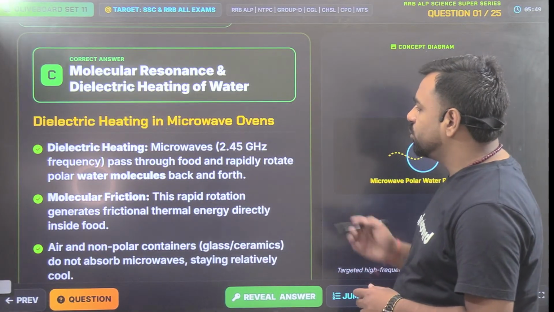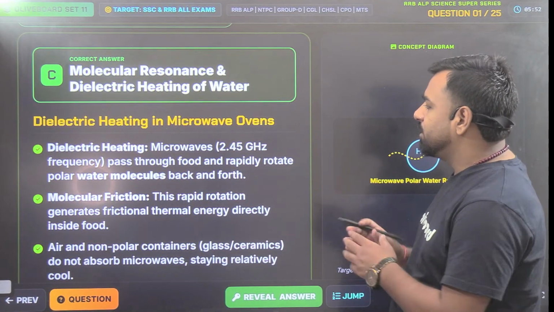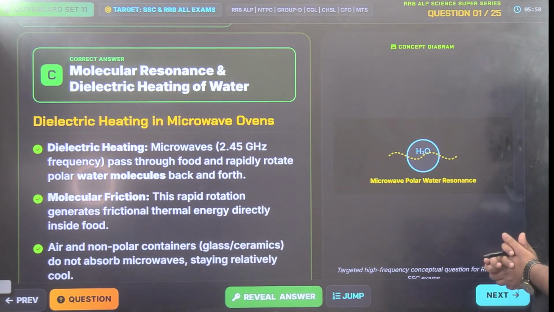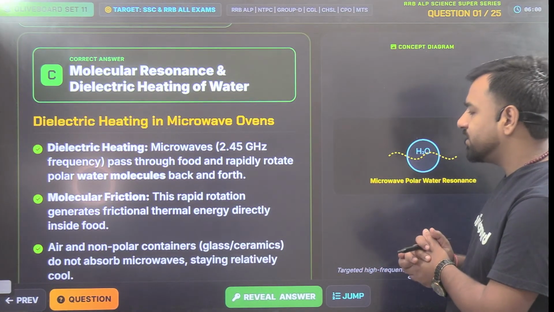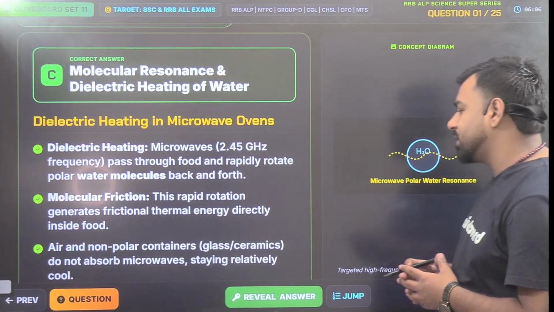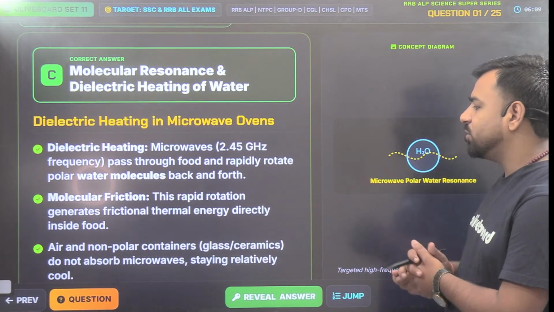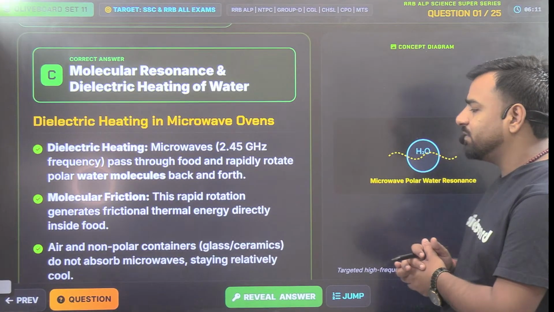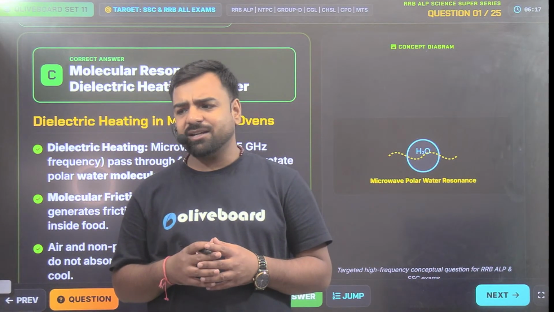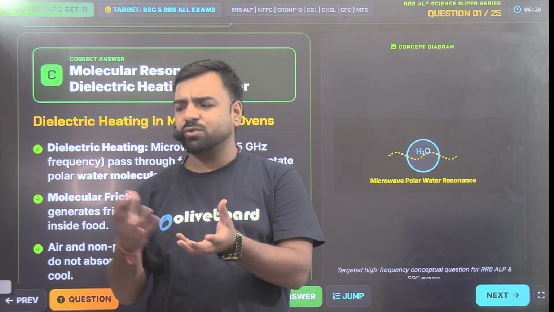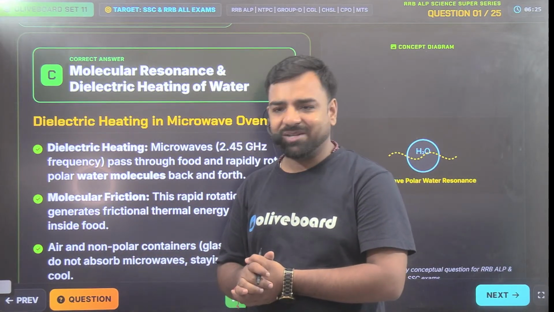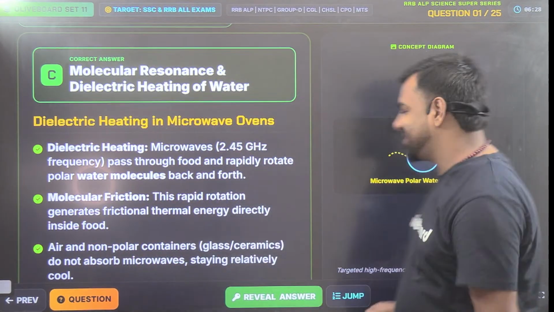So microwaves of 2.45 gigahertz frequency pass through the food and rapidly rotate the polar water molecules back and forth. So here's the image that is given. This rapid rotation generates frictional thermal energy directly inside the food. Air and non-polar containers, that is glass or ceramics, do not absorb microwaves, staying relatively cool. So this question was always there in our mind: why is it that the tumbler or whatever utensil is not getting hot, but the food is getting hot? This was the reason behind it. Now understood. So Utkarsh, salute man, your answer was absolutely correct.